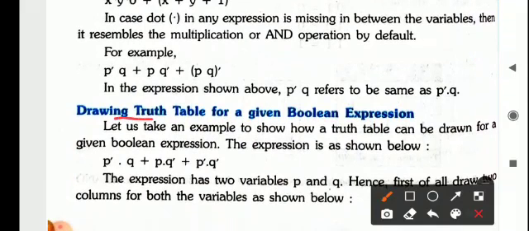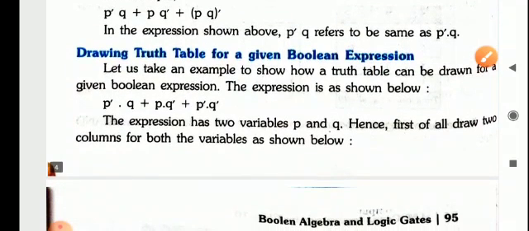Next is drawing the truth table for a Boolean expression. So this we will cover in the next video, that is video number 2 of this chapter number 6. Okay. So till then, go through it thoroughly, revise each and every step, and the operators, what is the use of each, how it is denoted, and how the truth table is formed for AND, OR, and NOT.